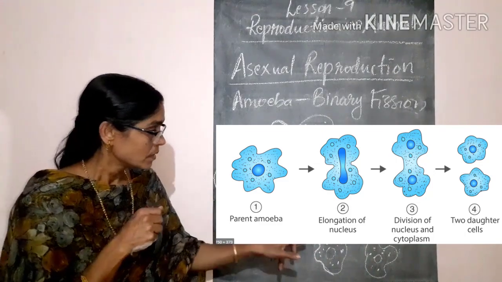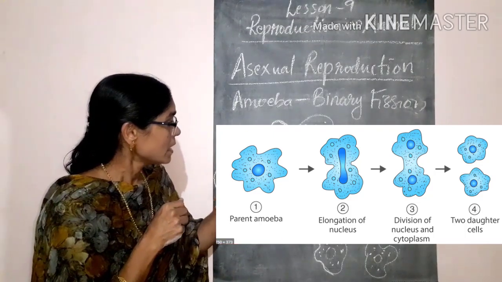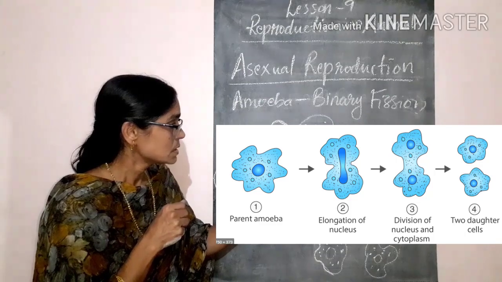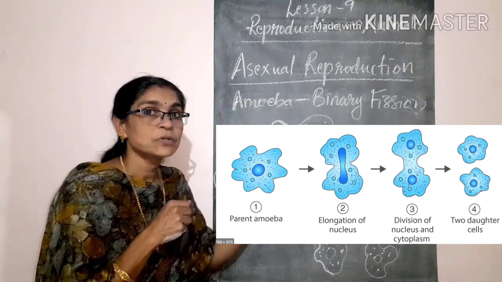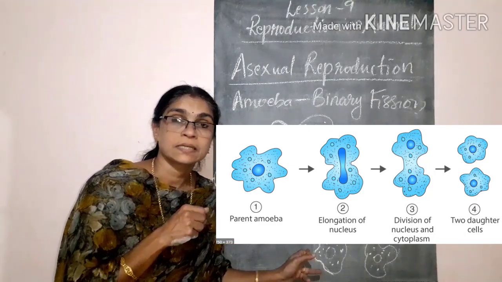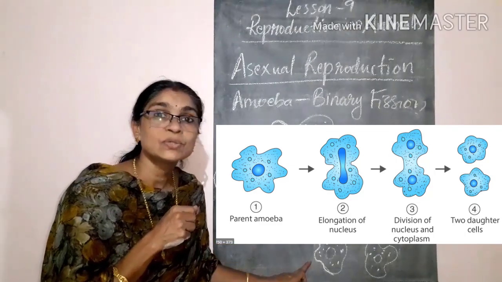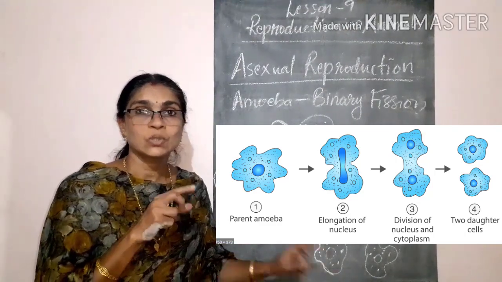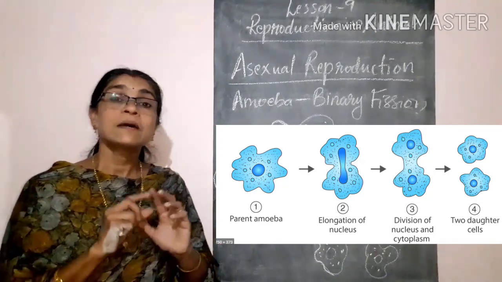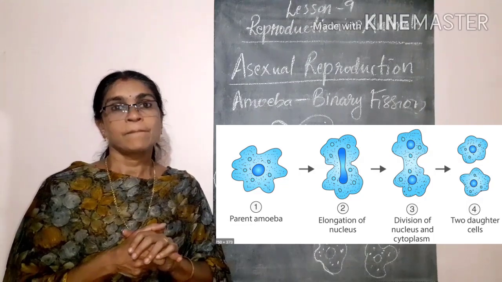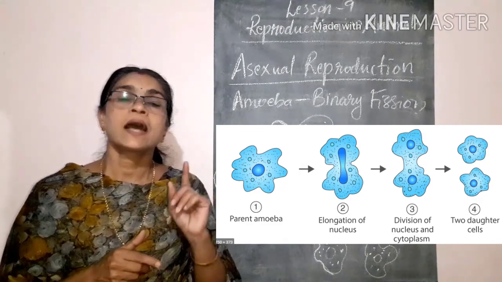Okay. Here, amoeba undergoes division. It produces its young ones. From one mother cell, it gives two daughter cells. So, such a division of amoeba is called binary fission. Binary fission is the asexual mode of reproduction that takes place in amoeba.